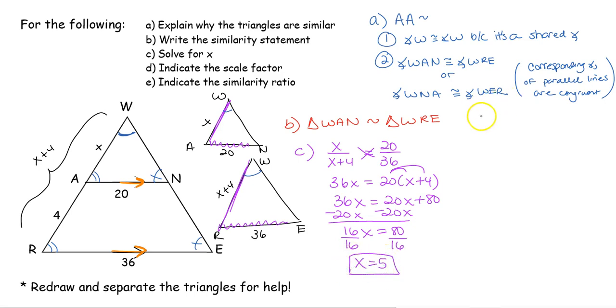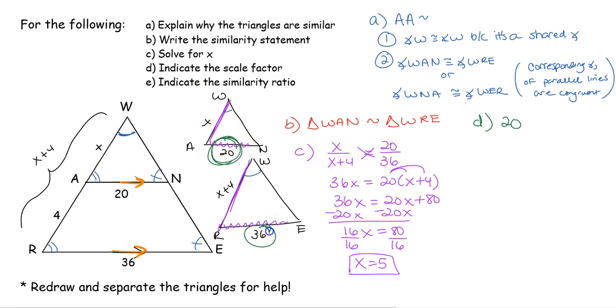All right, part D. Part D says to indicate the scale factor. So what did we multiply by? Since we wrote our similarity statement from WAN to WRE, I find the corresponding section. I'm going to use the number that I'm given, because what if I made a mistake in my calculations? So I'm not going to use X or X plus 4.